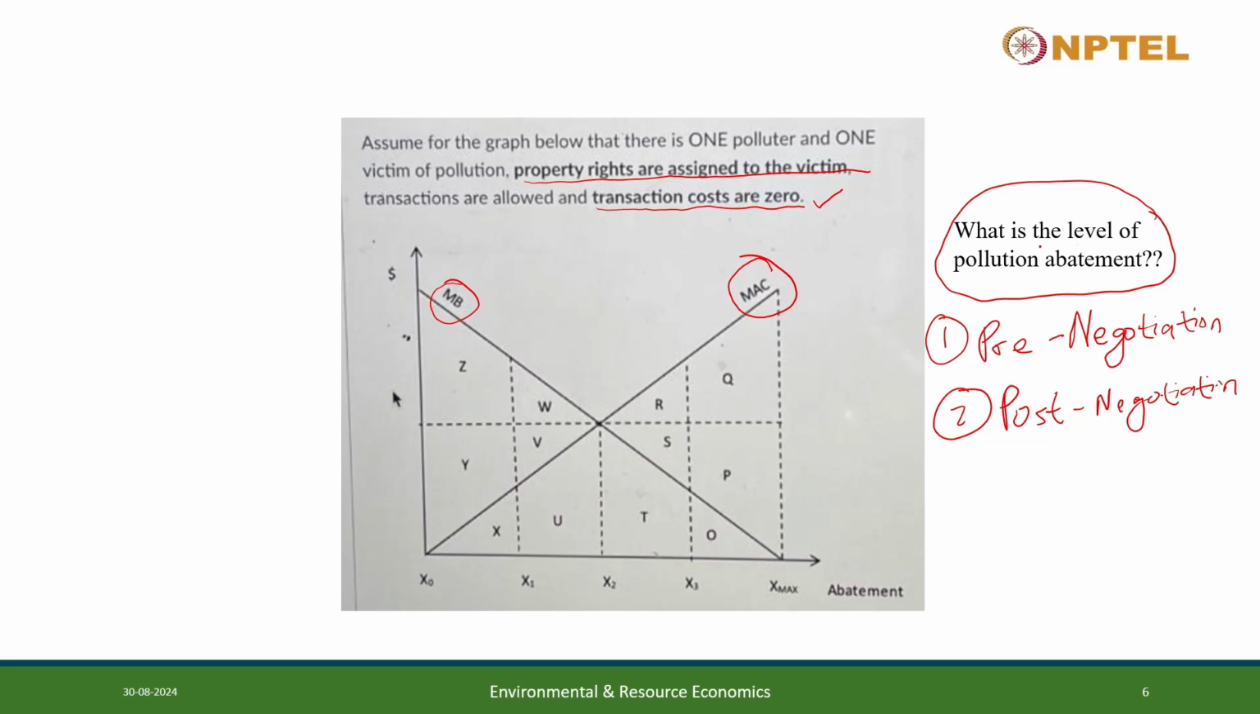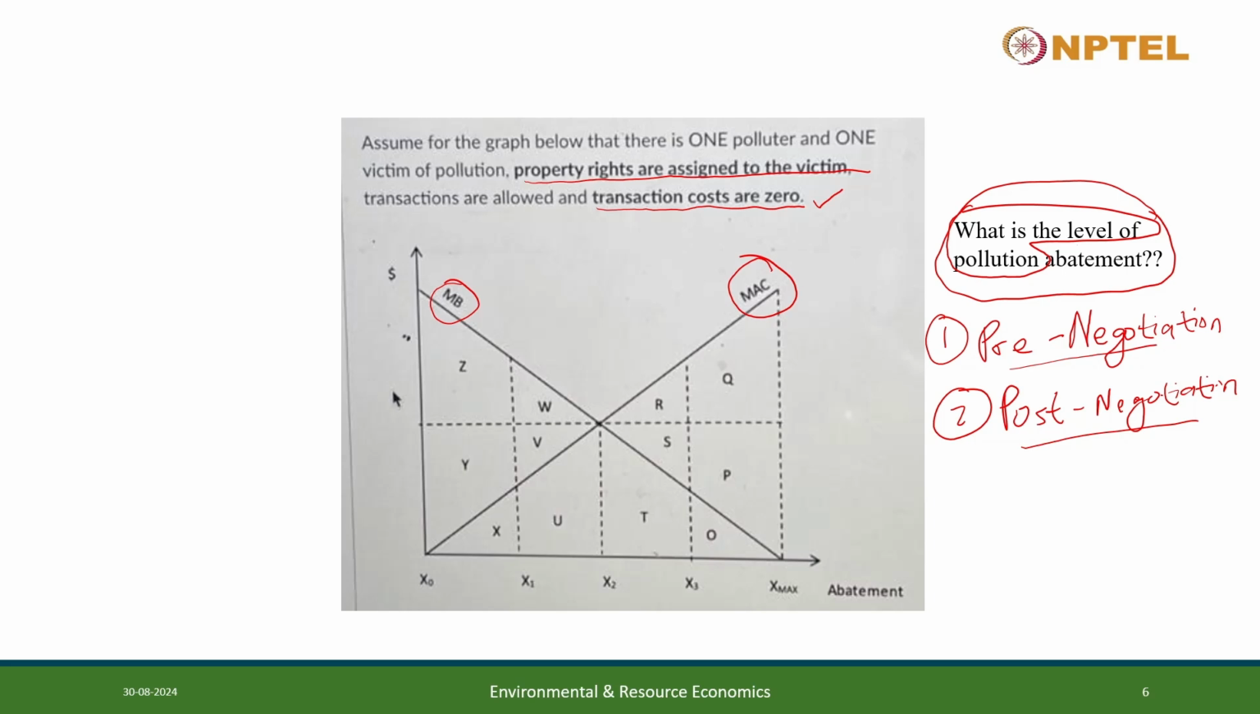Or we can say, what is the level of pollution, till what point will the pollution happen, when there is no negotiation and when there is negotiation between the victim and the polluter? So if you understand the cost theorem, then you can answer this question. I'll wait for this answer. You have to tell the level of pollution after negotiation and before negotiation.